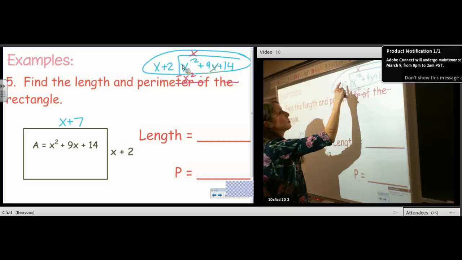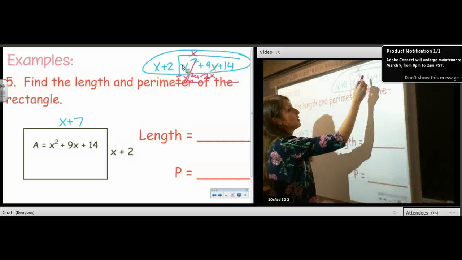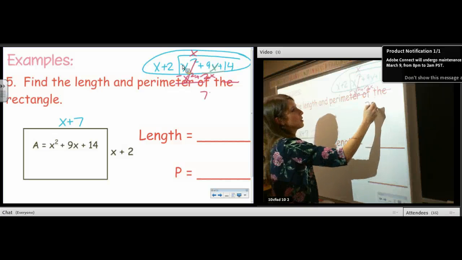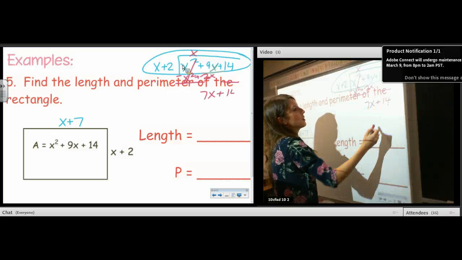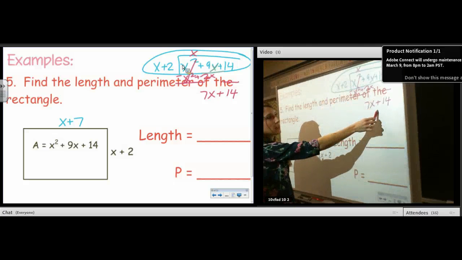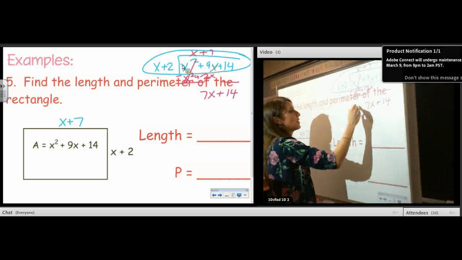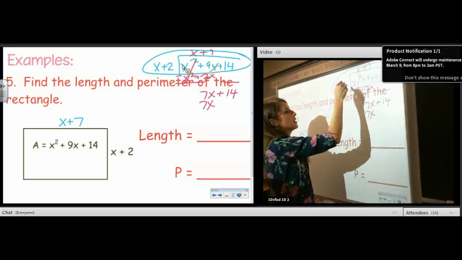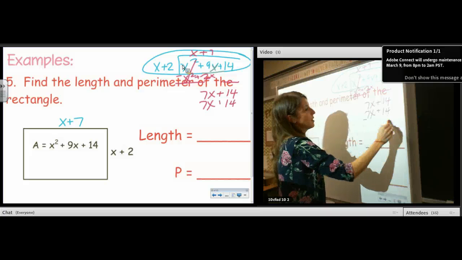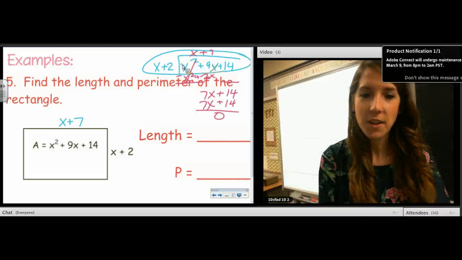Okay, no, I did mean to put 2x. Oh man, Miss Stanton. So these go to 0, 9 minus 2, 7x plus 14. And then you say, hey, how many times does x plus 2 go into 7x plus 14? Well, it goes in 7 times, because 7 times x gives you 7x, 7 times 2 gives you 14, and you subtract those and have 0 remainder. 0 remainder. Don't worry about it.